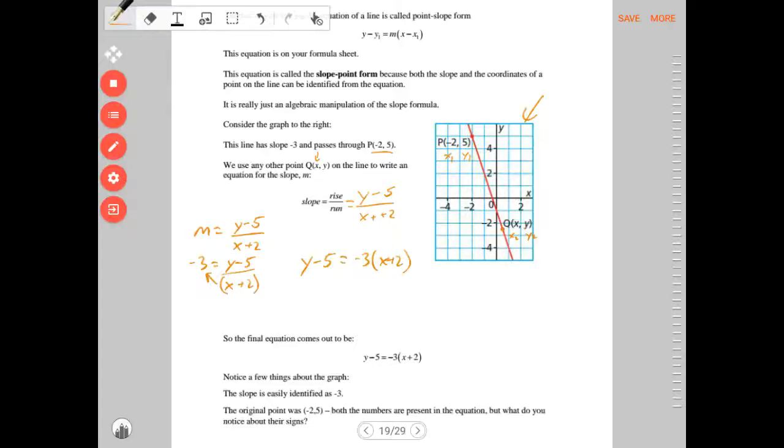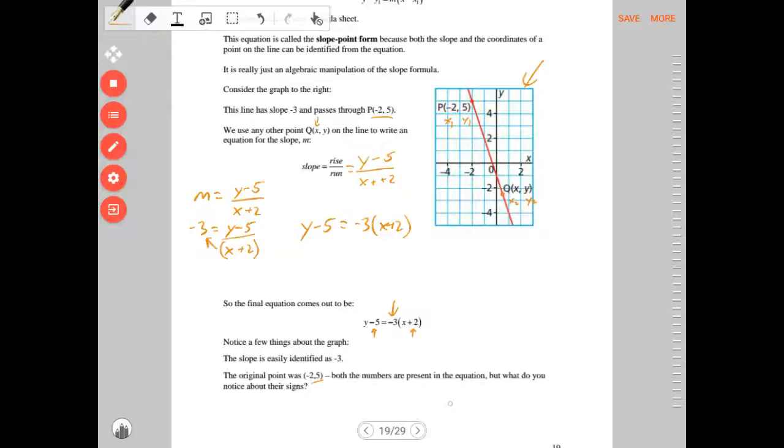Notice a few things. The slope is easily identified. The slope is -3. Now, the original point was -2, positive 5. So there's a 5 in the equation and a 2 in the equation. So both numbers are present, but what do you notice about their signs? This was -2, 5, that's the point it went through. So we have x plus 2, and a y minus 5. So both signs changed.